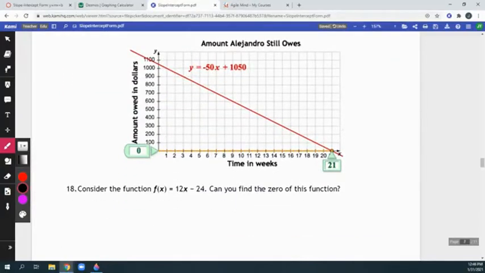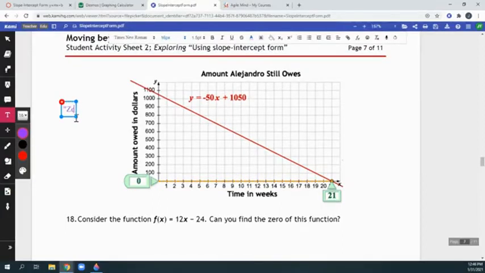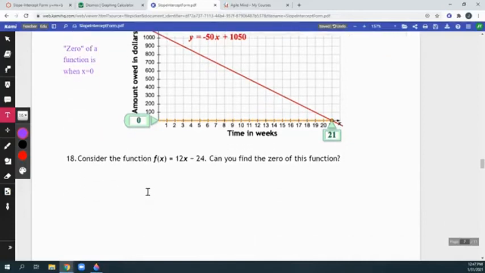Okay, so consider the function f of x equals 12x minus 24. Can you find the zero of this function? What is the zero? Well, that's an important thing to understand. The zero of a function. So we're going to find where x equals zero. That's what we're going to find.